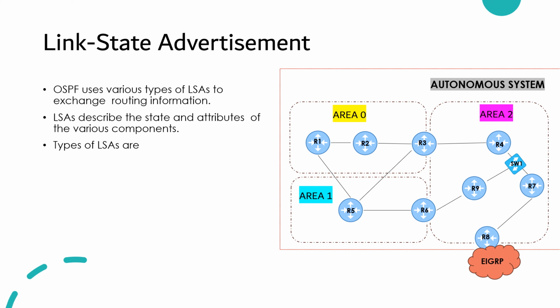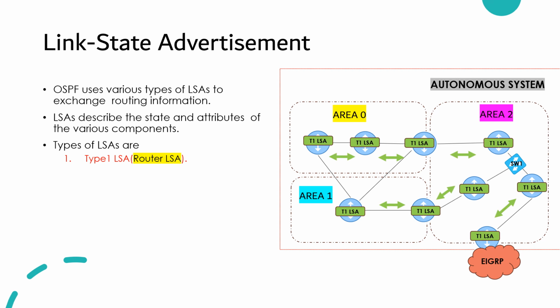As I said, it is generated by every router to other routers within the same area. These LSAs contain information about the router's IP address, interfaces, mask, router ID, and status of each link.